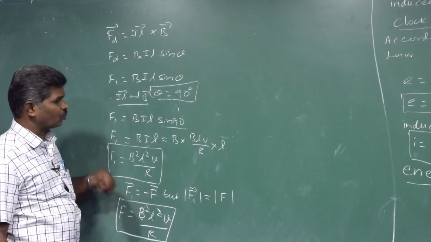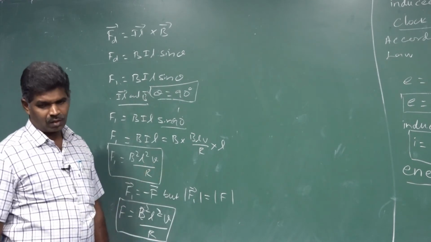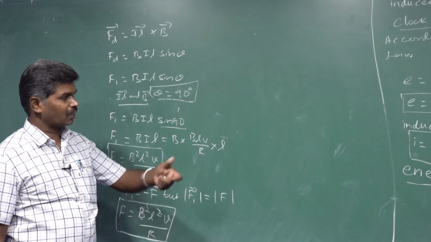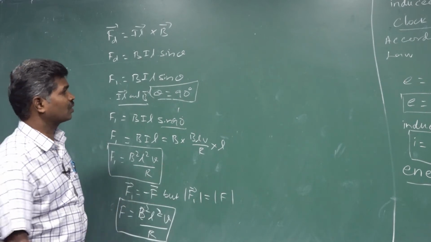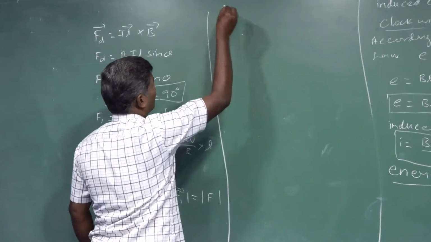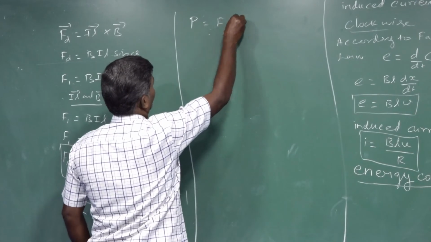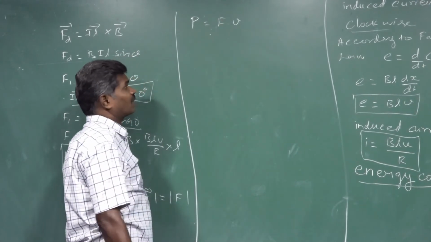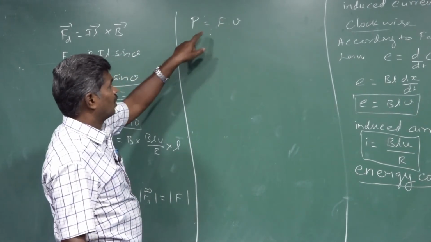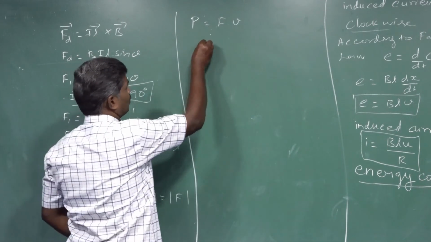This applied force is going to be substituted in our mechanical work done, that is, the rate of doing work. The rate of doing work is nothing but power. We know the power equation P is equal to F into V. We already took it in vector form and got F into V alone. So here we are going to substitute the F value.